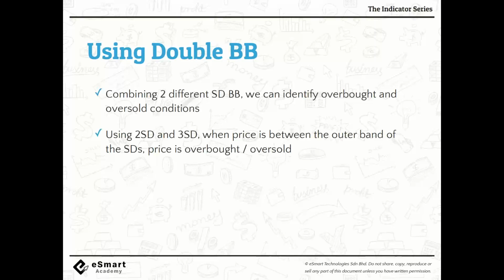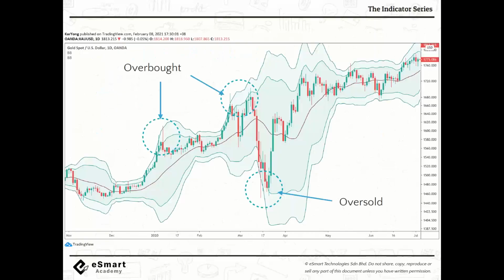So over here, when price is between the outer bands of the two SDs, it's basically overbought or oversold, and we can expect a reversal back to the SMA, right? So pretty similar to the bounce, but instead of just having it touch one band and then looking to trade the bounce, this one here we are using 2 SD.